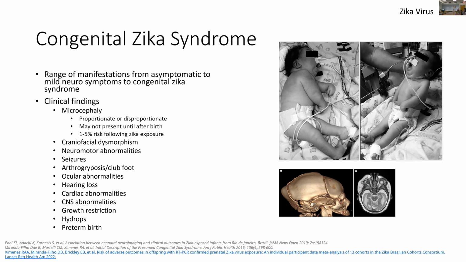In addition to the microcephaly, you can also see craniofacial dysmorphism, neuromotor abnormalities, seizures, arthrogryposis, club foot, ocular abnormalities, hearing loss, cardiac abnormalities, other CNS abnormalities, growth restriction, hydrops, and preterm birth as well.